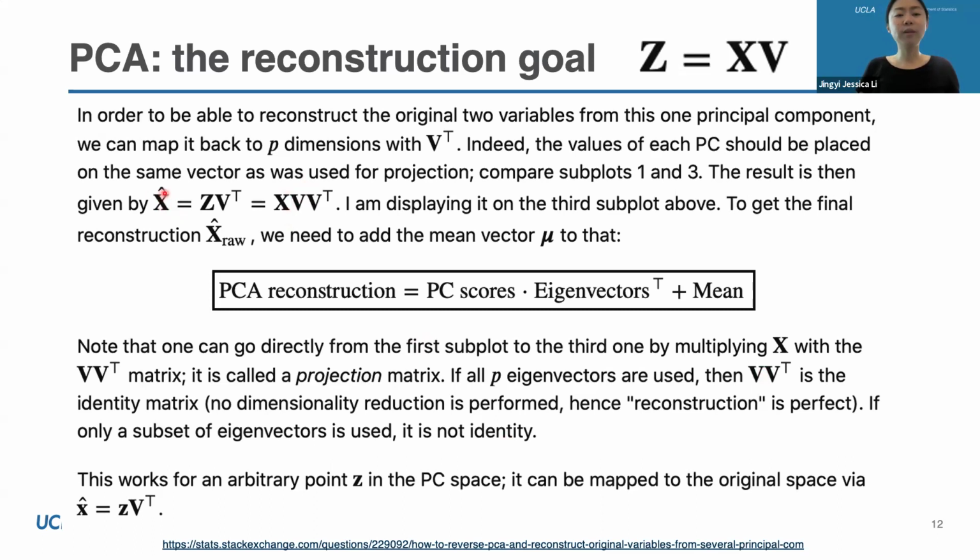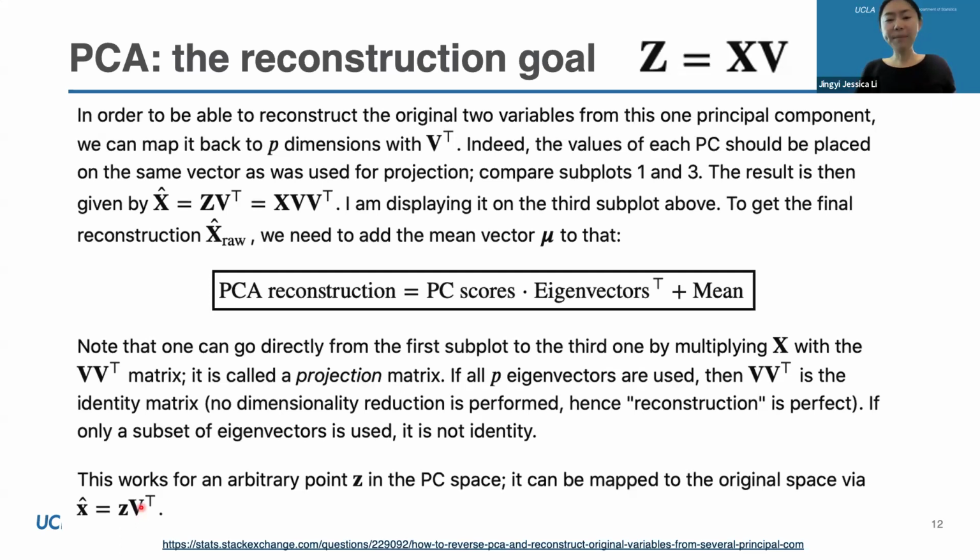Like I said, X hat is n by p, but it has only rank k, while X has n by p and has rank p. This works for an arbitrary point z in the PC space. So Z, recall, PC space is k-dimensional, right? So Z is a k-dimensional data point. It can be mapped to the original space by Z times V transpose. Because V transpose is k by p, you project it back to the p-dimensional space.